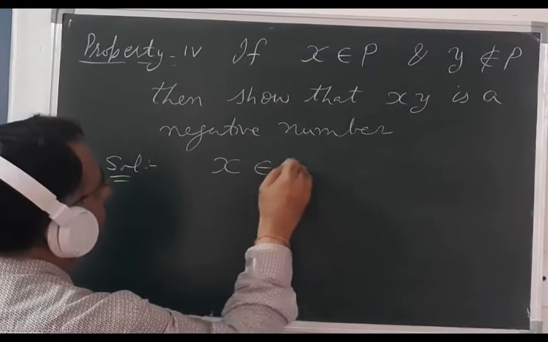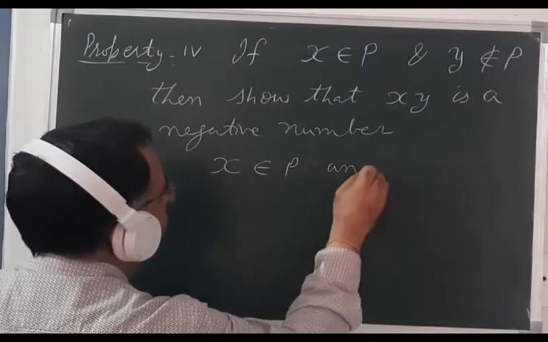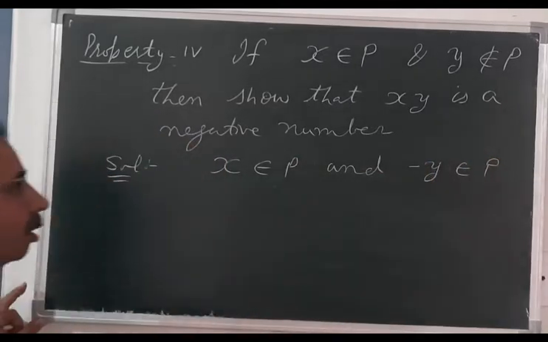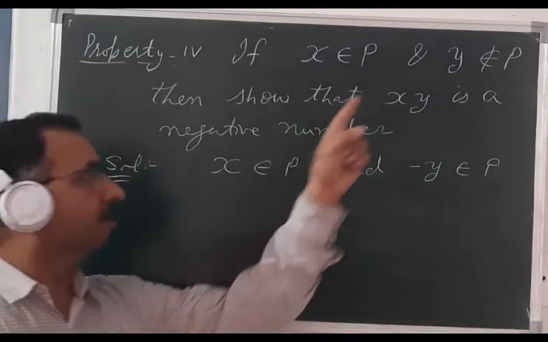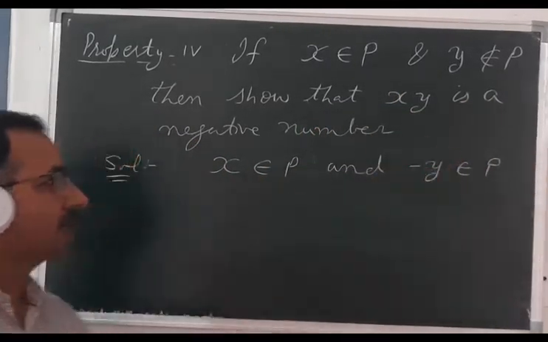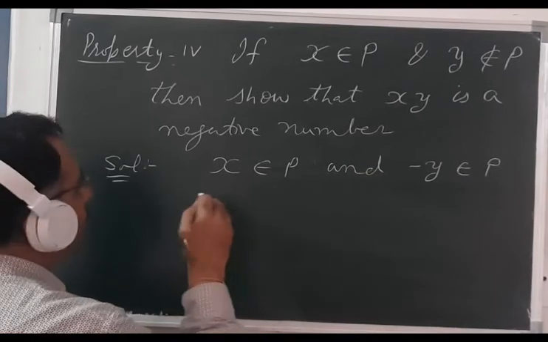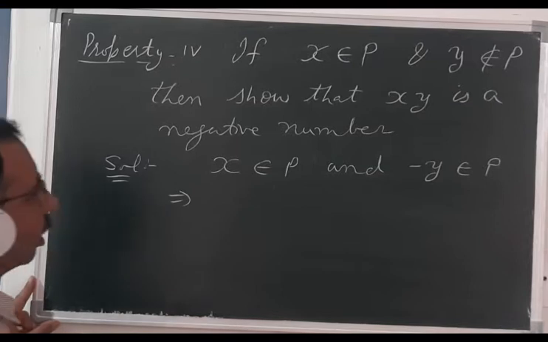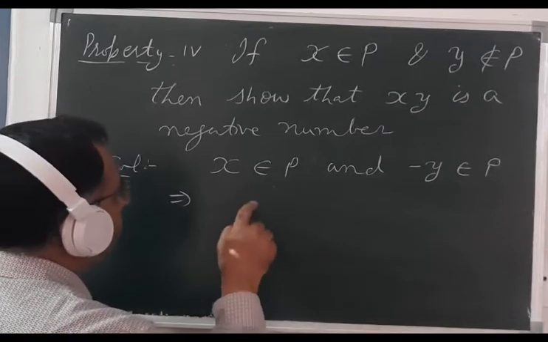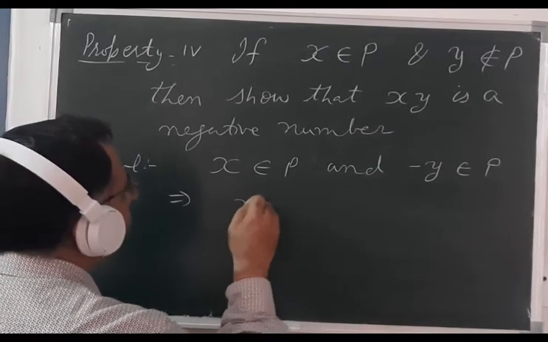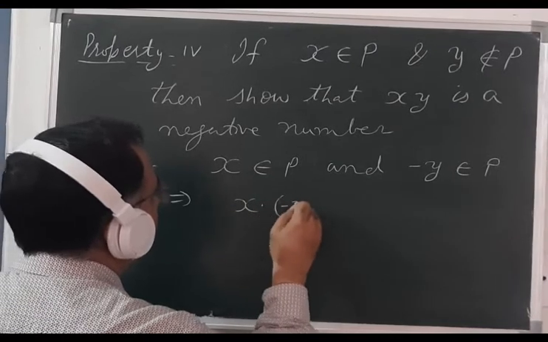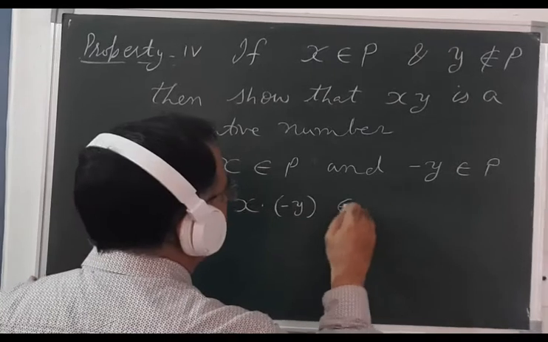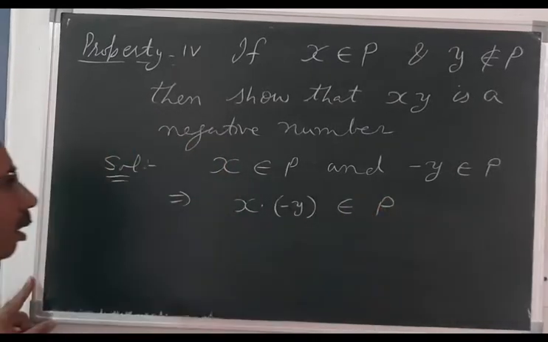X belongs to P and minus Y belongs to P. This is my axiom first. So if y is not in P, then minus y must be in P. Now use the closure property under multiplication for P. This is my axiom 2. So x into minus y should belong to P.